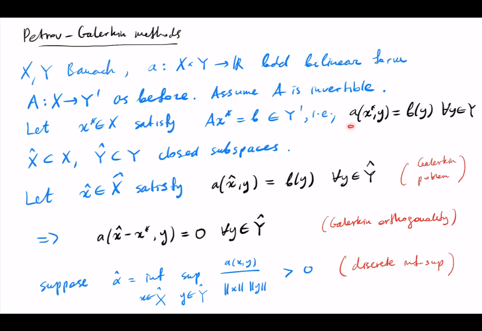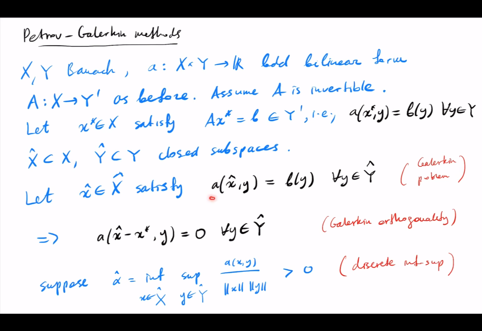Now, if you look at this continuous problem, since this equality is satisfied for all y from capital Y, in particular it is satisfied for all y from Y hat, and we subtract that from this equation, we will get this equality that says that the difference between the true solution and the Galerkin solution is in some sense orthogonal to all elements from Y hat, and orthogonality is with respect to this bilinear form A, and that's called Galerkin orthogonality or Petrov-Galerkin orthogonality.